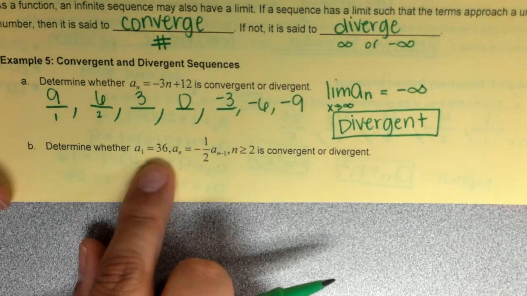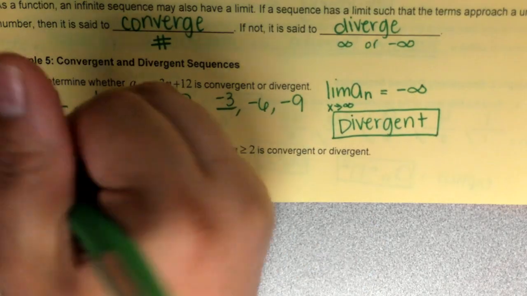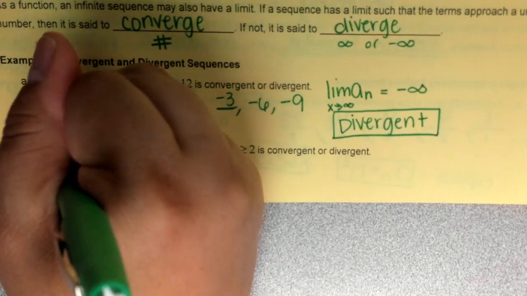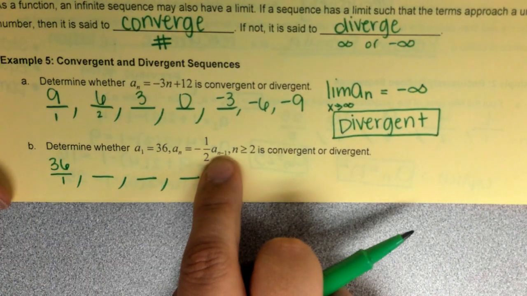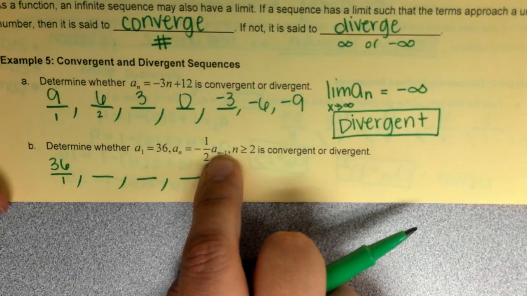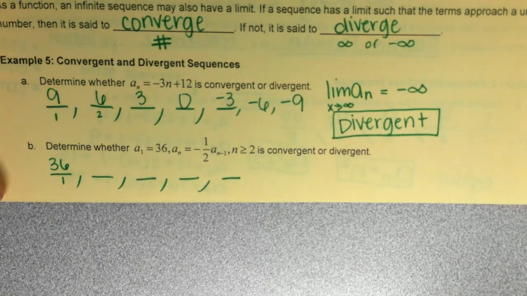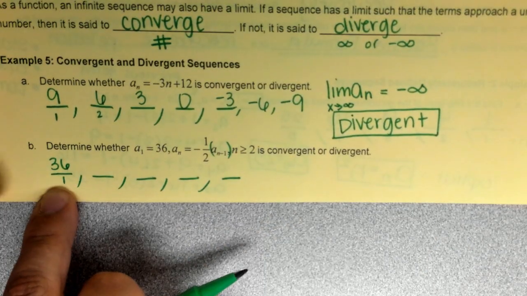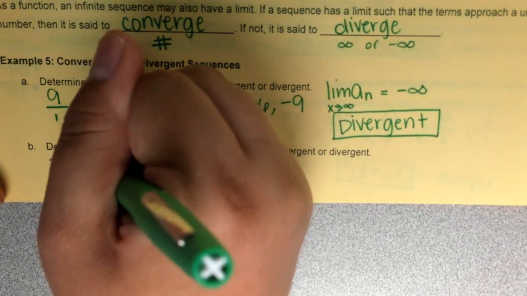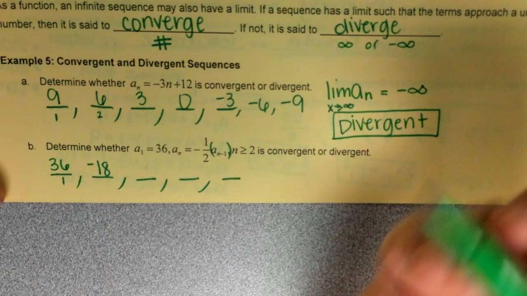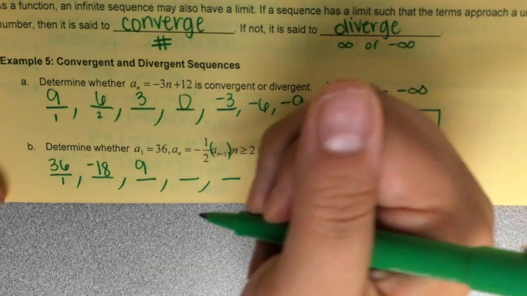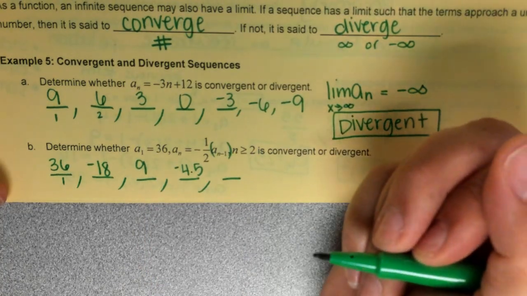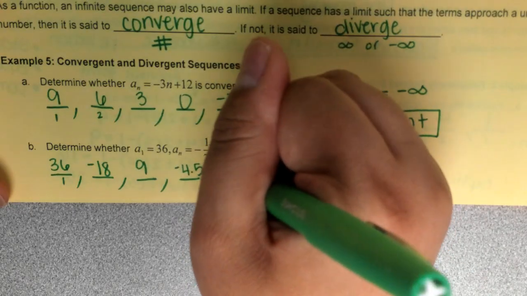What about this next one? We're doing this recursively. If A of 1 is 36, what does it want me to do to my previous term? Multiply it by negative 1/2. So what's 36 times negative 1/2? Negative 18. Times negative 1/2? 9. Times negative 1/2? Negative 4.5. Times negative 1/2? 2.25.